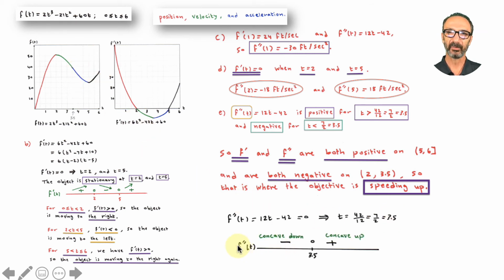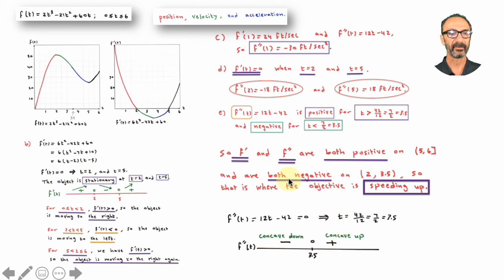Here's the f double prime number line. Here's f prime. You could compare them back and forth and see if this makes sense. At 3.5, f double prime is 0. To the right it's positive, concave up. To the left it's negative, concave down. Concave up, concave down. If you put this line on top of this line, kind of aligned, you will see positive, negative, positive.